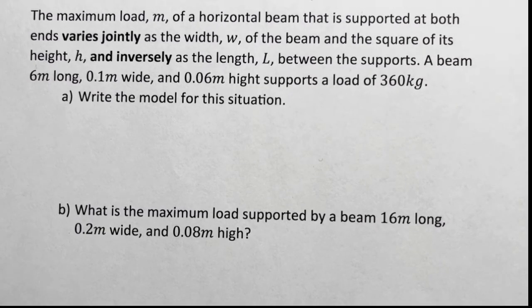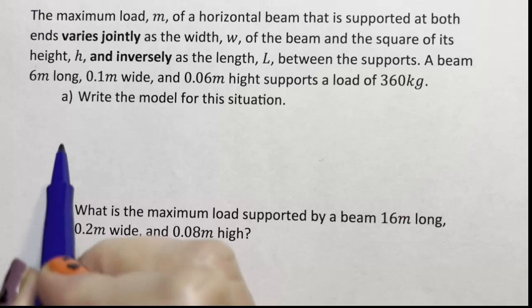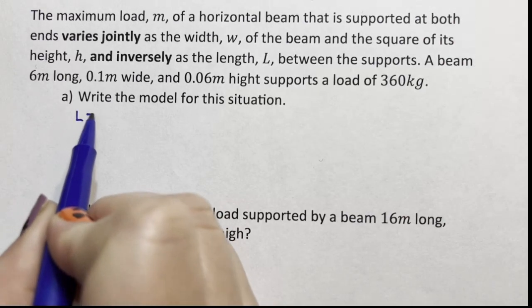Today I'm doing a series of videos on variation. In this video, we have the question: the maximum load M of a horizontal beam that is supported at both ends varies jointly as the width of the beam and the square of its height, and inversely as the length between the supporters. Okay, so a beam is 6 meters long, so the length is 6.